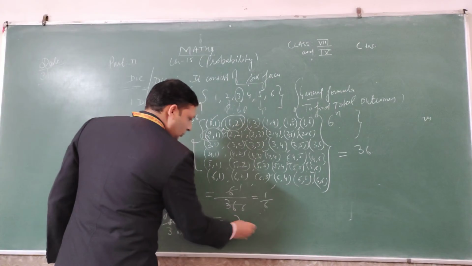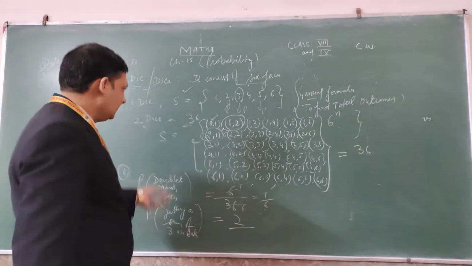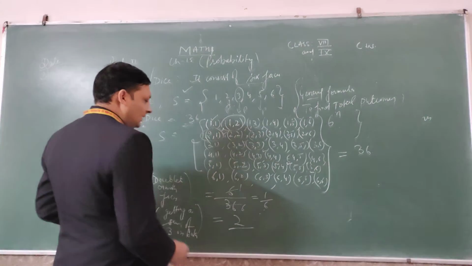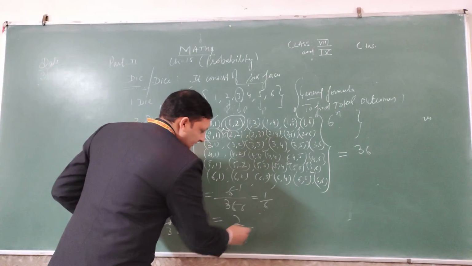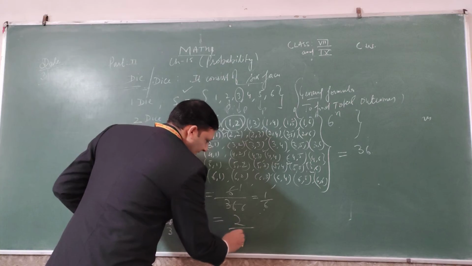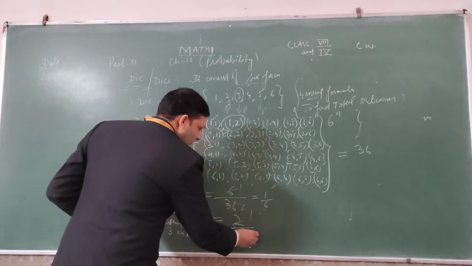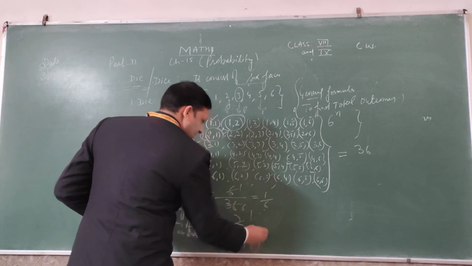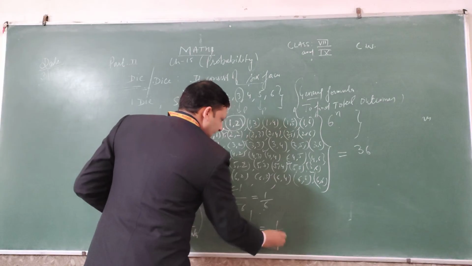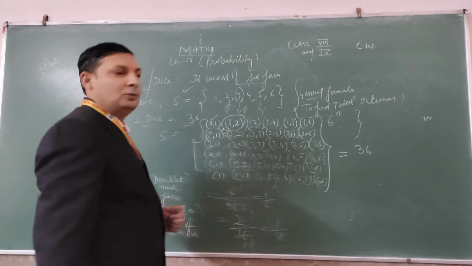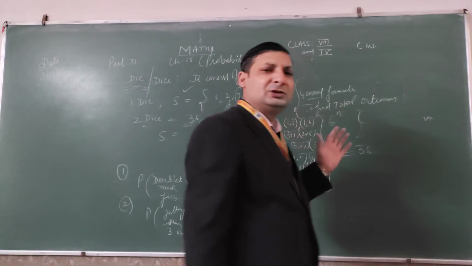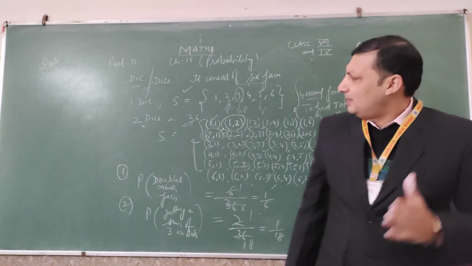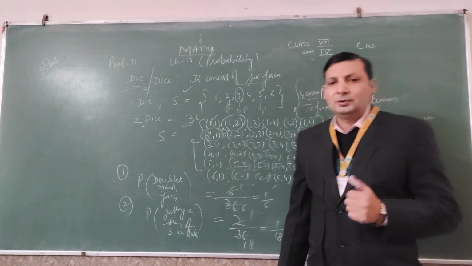So there are only two possible outcomes which give 3 as a sum on both faces, and here the total 36 will be the same. So 2 by 36, which is 1 by 18. 1 by 18 is the probability. Like this we can make different questions to understand, and we can practice from different books also.